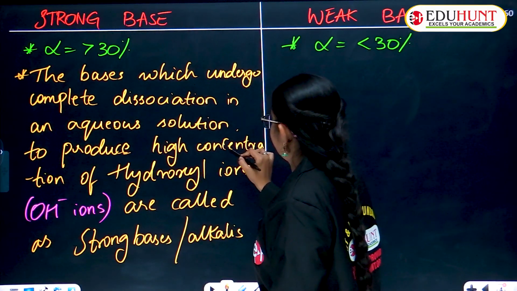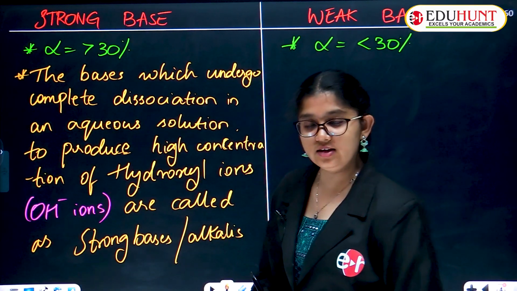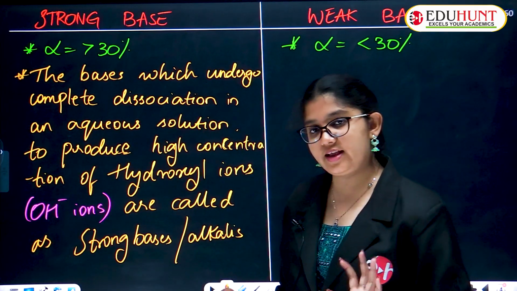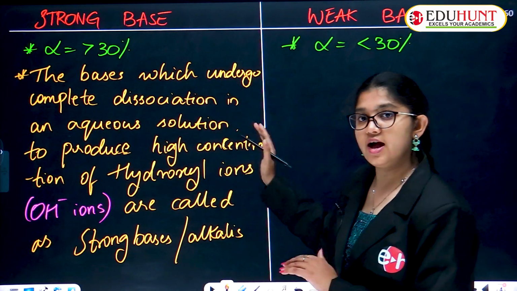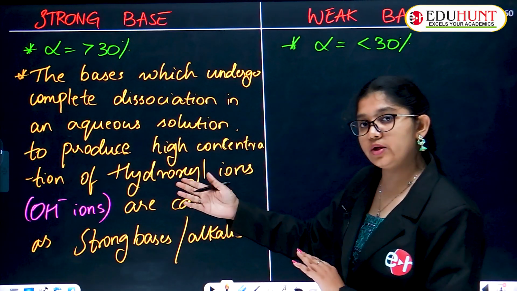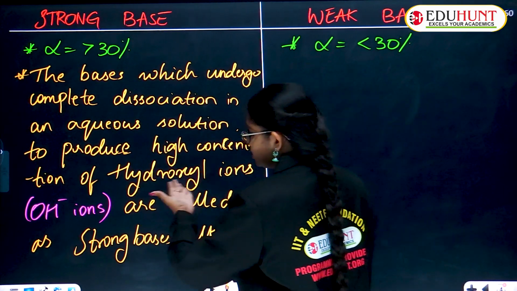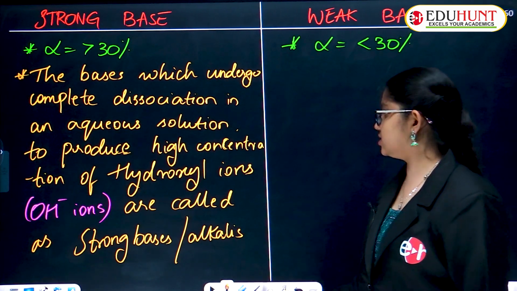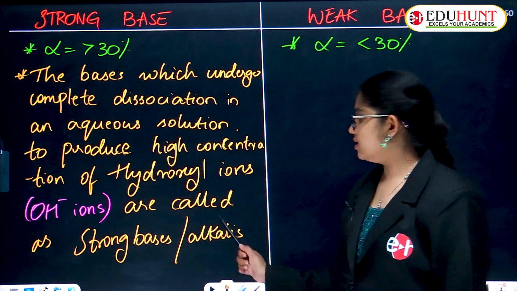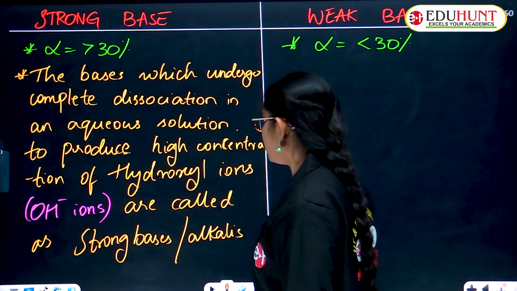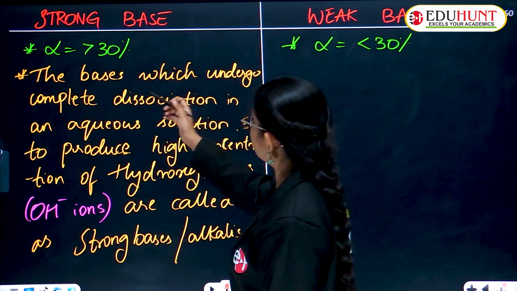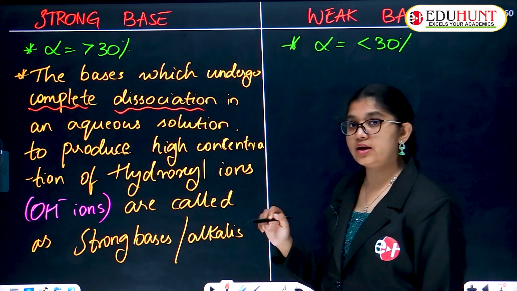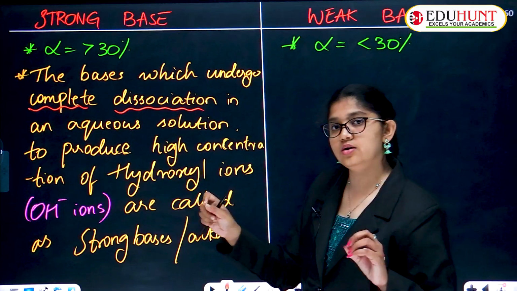Listen carefully. Wherever you see a base that is soluble completely, undergoing dissociation completely in the aqueous solution, it is called a strong base, and upon dissolving it produces a high concentration of hydroxyl ions. Representation of hydroxyl ions? OH minus. So the bases which undergo complete dissociation will dissociate into OH minus ions.